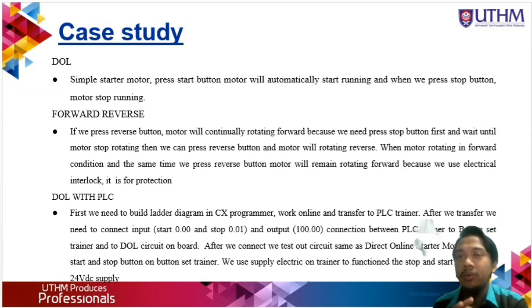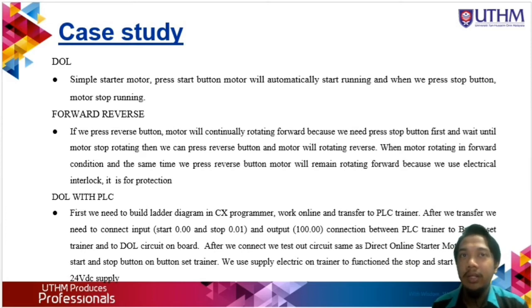The forward reverse starter motor has two different rotations, which are forward and reverse. So it needs three push buttons, a forward button, a reverse button, and a stop button. First of all, we need two contactors to make our latching. Second, we only use one MCB. To connect the 3-phase wire is the same as our direct online motor starter.